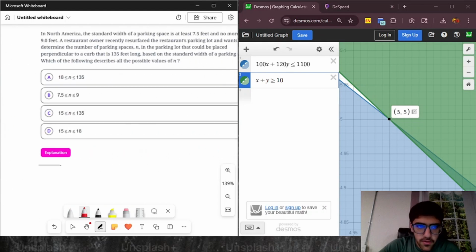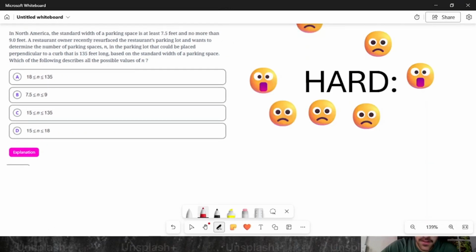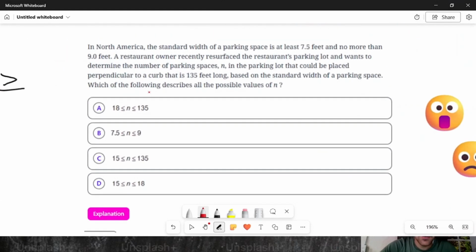Now, let's move on to the next one. Let me just make it bigger. Full screen. Okay. So for this one, it tells us that in North America, the standard width of a parking space is at least, so greater than or equal to, 7.5 feet, and no more than, so less than or equal to, 9 feet.